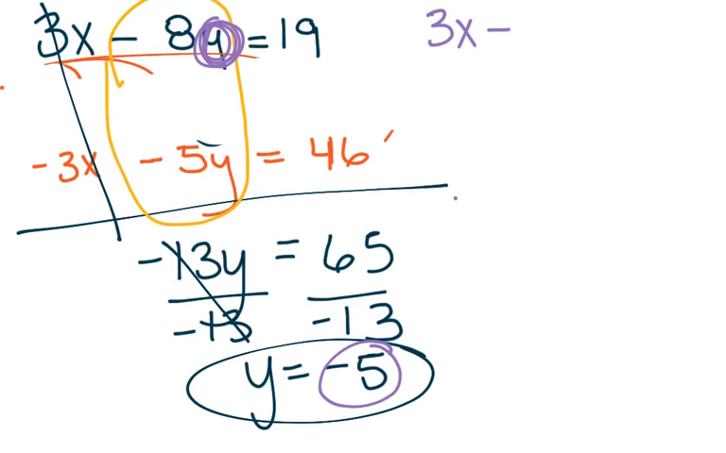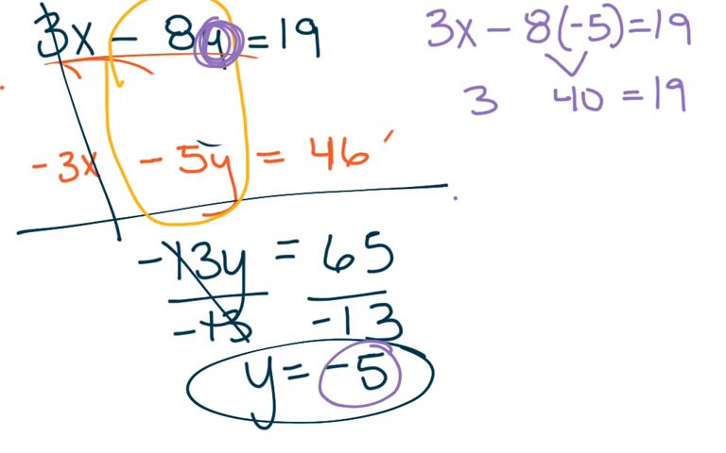3x minus 8 times -5 equals 19. Okay. That's what I'm solving. That's going to give me x ultimately. So right here, -8 and -5, multiply that together. That becomes 40. Bring down the 3x, and put a plus sign in between them since 40 is positive. Equals 19.